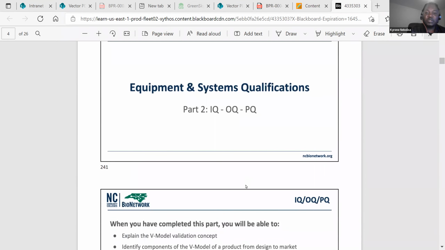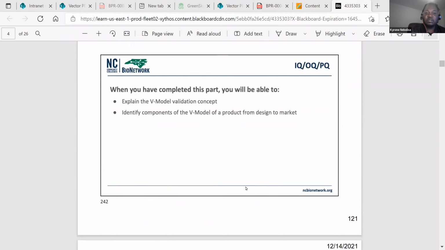Now I'm going to go into part two, which will discuss IQ, which is installation qualification, OQ, operational qualification, and PQ, process qualification. In this section, we'll explain the V model concept and identify components of the V model of a product from design to market.